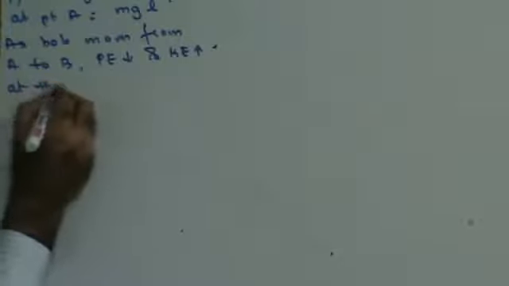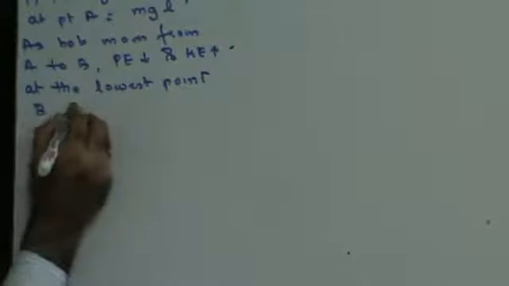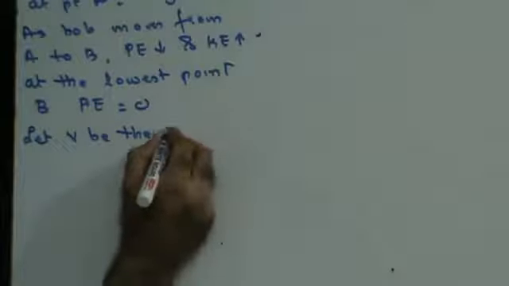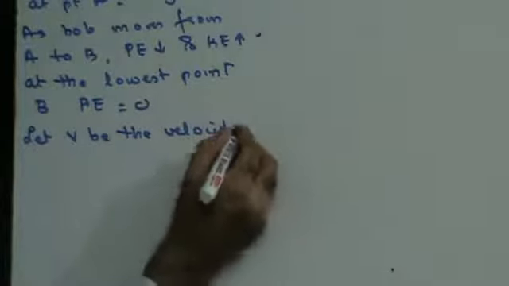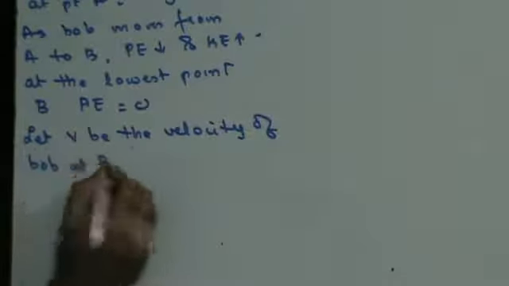Now, at the lowest point B, PE will be 0, right? That means the velocity, let's assume that V is the velocity of the bob. Let V be the velocity of the bob at B, right?